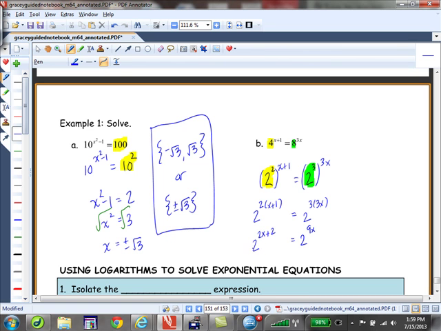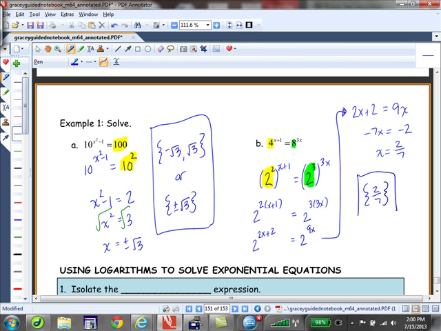So now we have the base of 2 on either side, so we can now equate the exponents. So 2x plus 2 must be equal to 9x. So then we would get negative 7x is equal to negative 2. x is equal to 2/7. Okay. So how did you do? And you'll find out if you check it in the original, you get that this is indeed the correct answer.